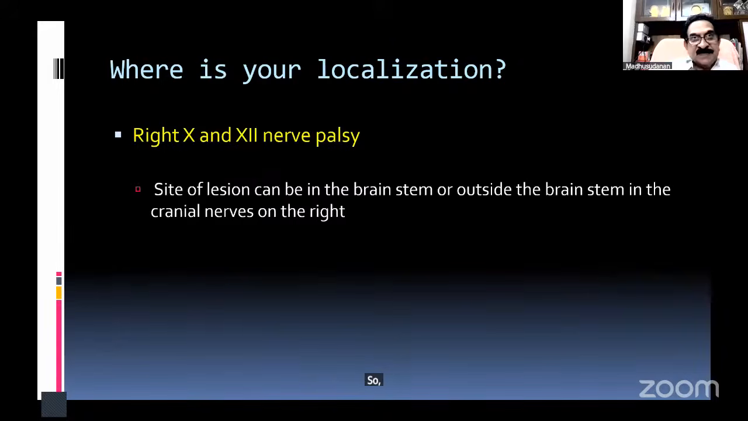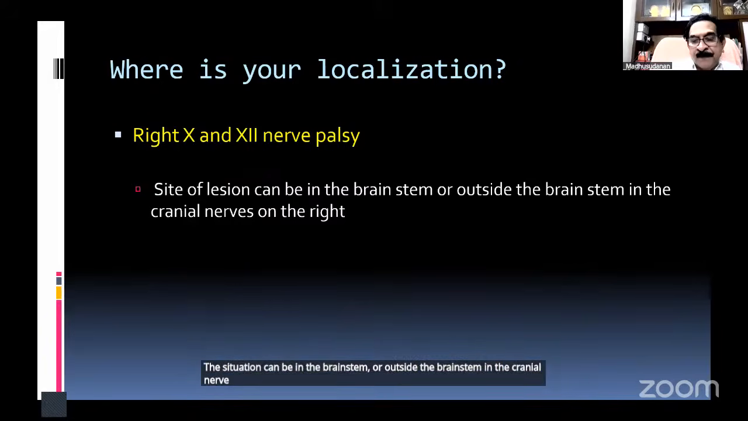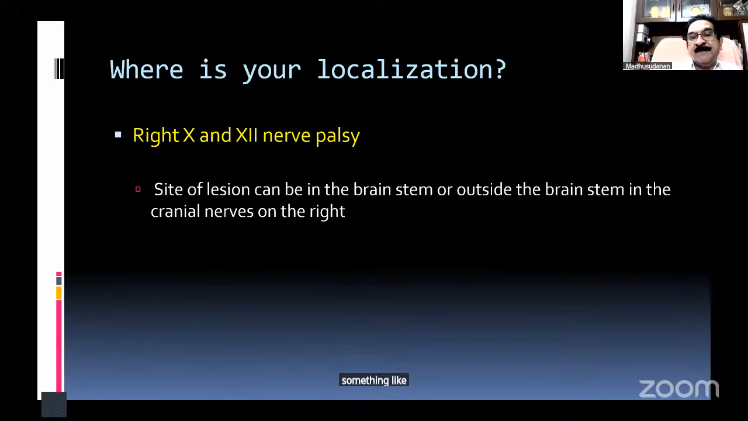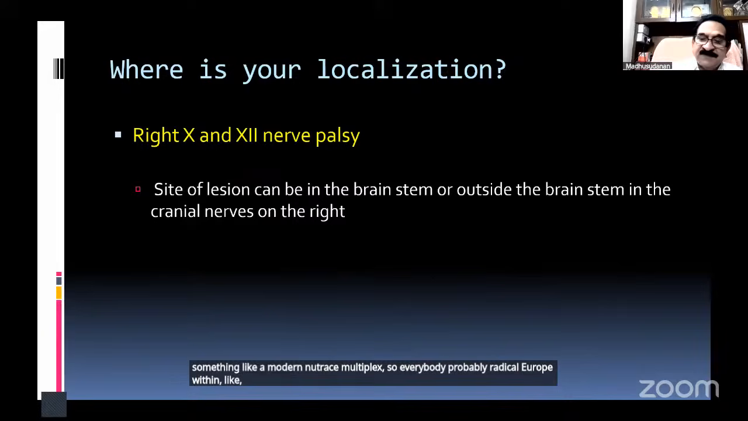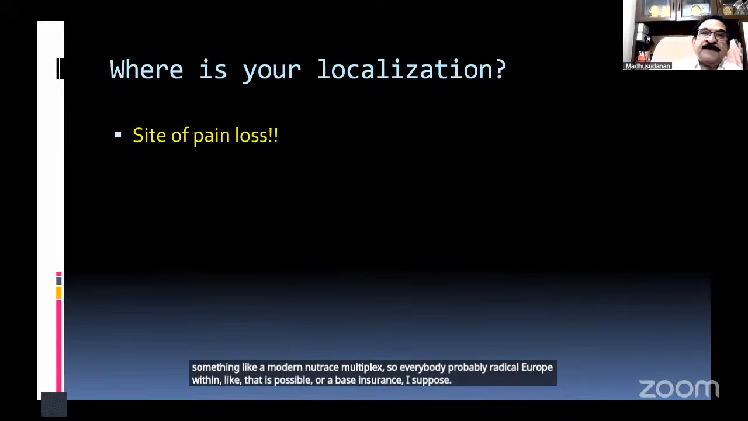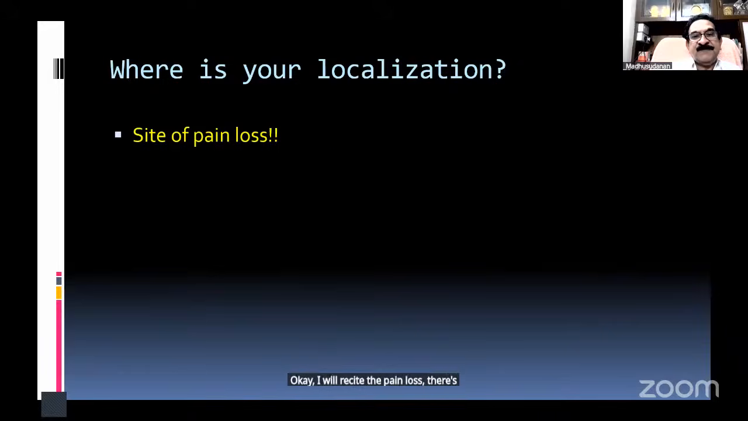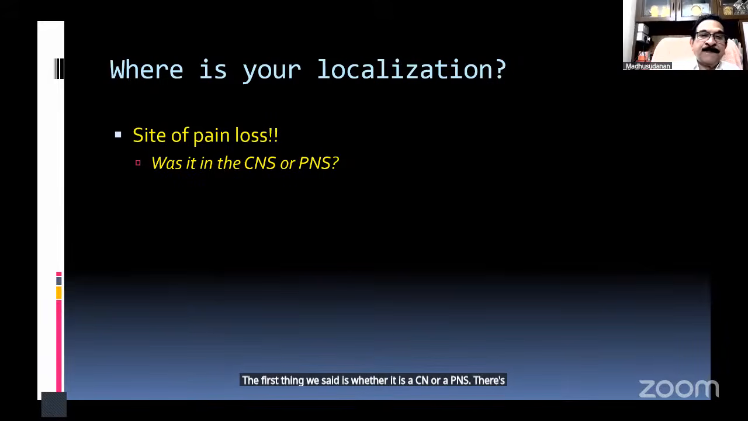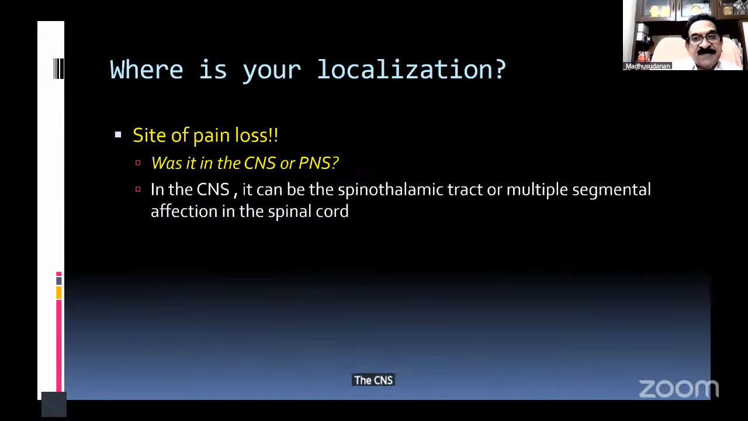So let us first take the cranial nerve palsy. The site of lesion can be in the brainstem or outside the brainstem in the cranial nerves on the right side. Something like a mononeuritis multiplex or a polyradiculoneuropathy is possible, or a brainstem lesion is possible. Now coming to the site of pain loss, that's the trickiest thing in our patient. The first thing to decide is whether it is the CNS or the PNS. There's again a problem. In the CNS, it can be the spinothalamic tract or multiple segmental affection of the cord, where the crossing fibers can be affected in multiple areas. If the lesion patchily affects multiple parts of the cord, it can also produce this.